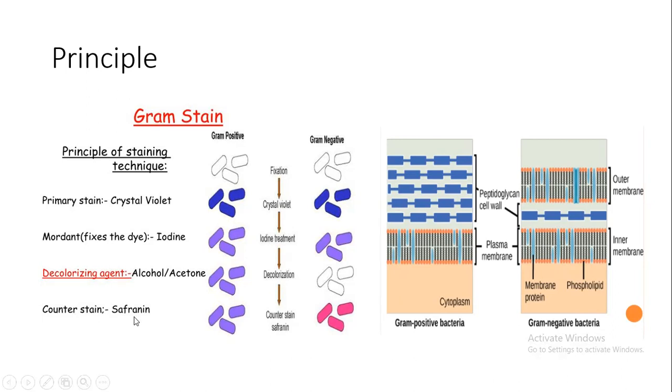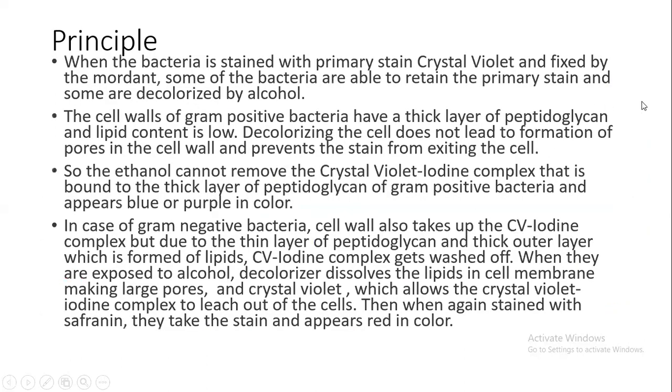In the last step, counterstaining is done using safranin dye, which is a pink color dye. So the gram-positive bacteria, which have retained the primary stain, will still appear purple in color, while the gram-negative bacteria, which are decolorized after alcohol treatment, will pick up the secondary stain, that is safranin. So this is the principle behind gram staining, and the same principle is written in detail in this slide.